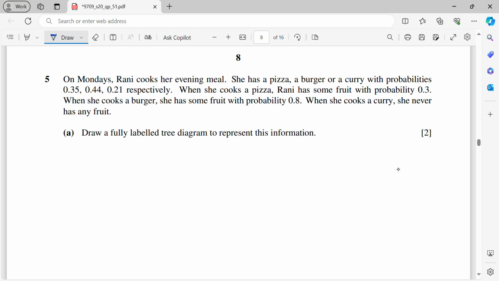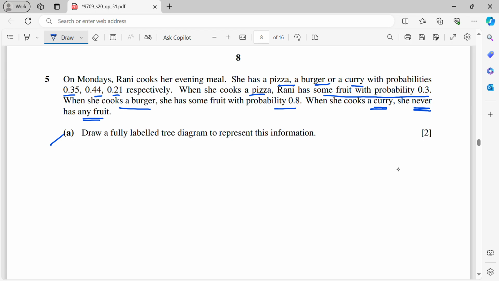For question number 5, on Mondays, Rani cooks her evening meal. She has a pizza, burger, or curry with probabilities of 0.35, 0.44, and 0.21 respectively. Okay, 3 different dishes. When she cooks a pizza, Rani has some fruit with probability 0.3. When she cooks a burger, she has some fruit with probability 0.8. When she cooks a curry, she never has any fruit. Now, A. Draw a fully labeled tree diagram to represent this information.